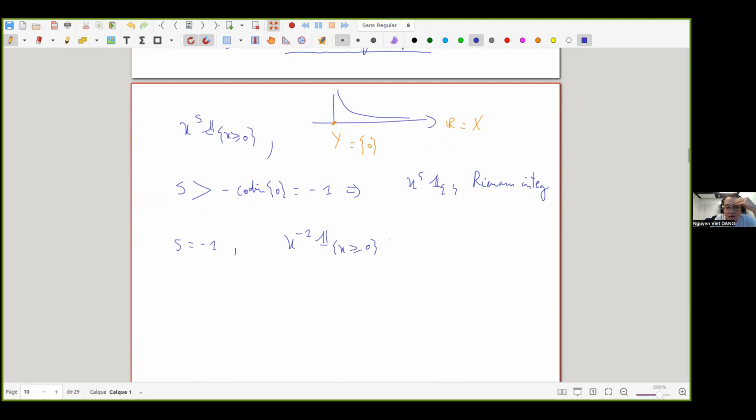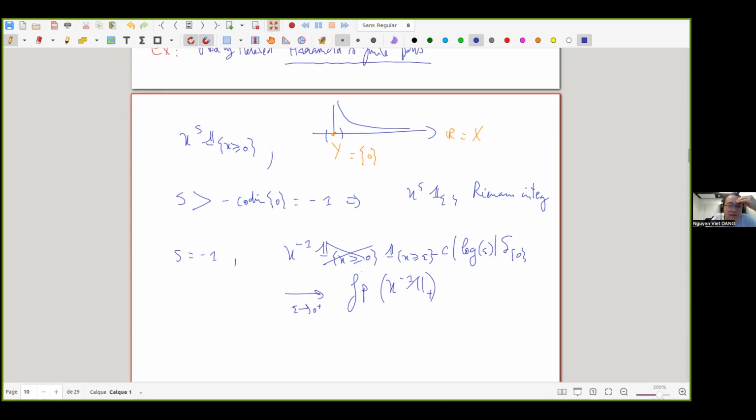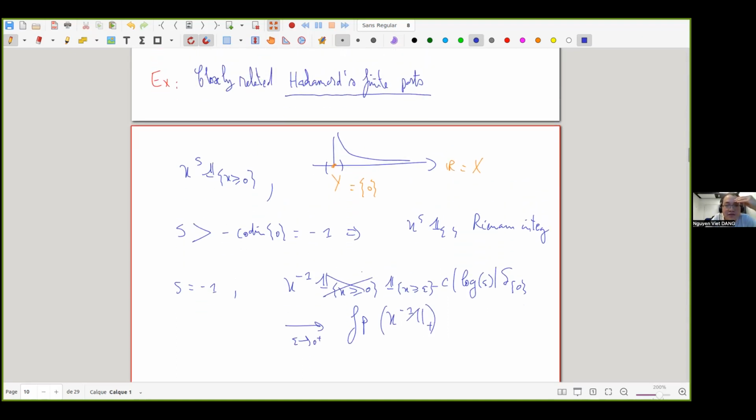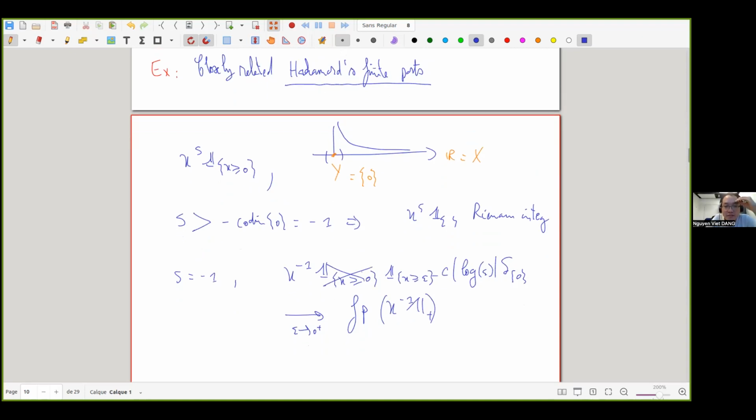But then if you have to do something. And so what you do usually is that you subtract something, you multiply by the indicator of greater than epsilon, you subtract log epsilon times some constant times the delta of 0, and this converges when epsilon goes to 0 plus to what people call the finite part of x minus 1, indicator of the positive real line. Okay, so in fact this is really a kind of very naive generalization of Hadamard's finite parts.